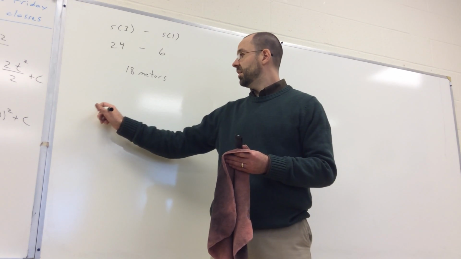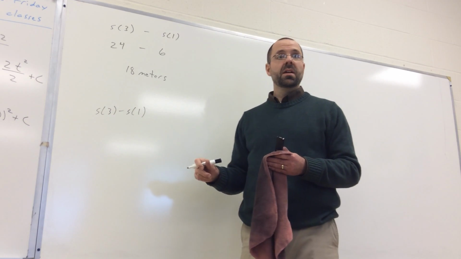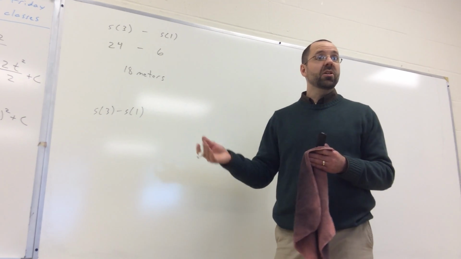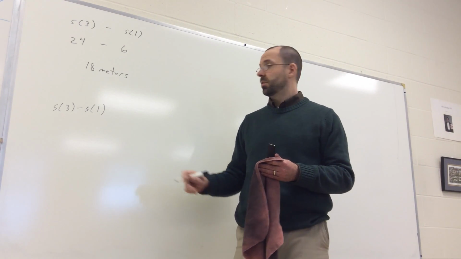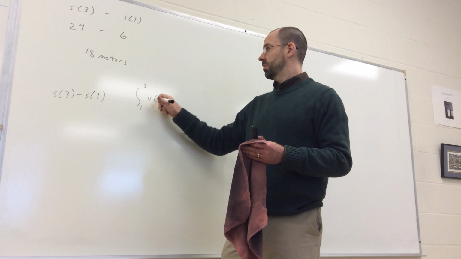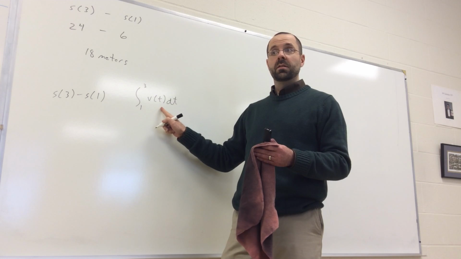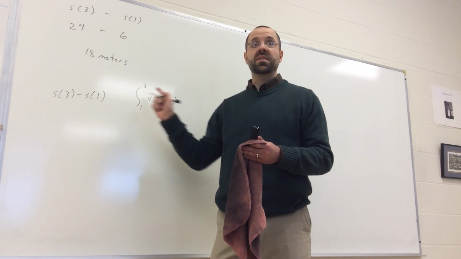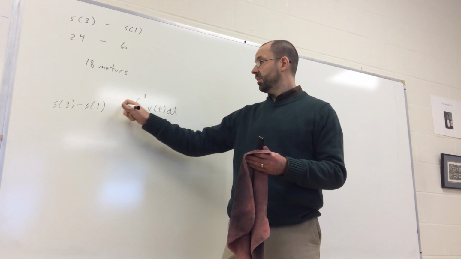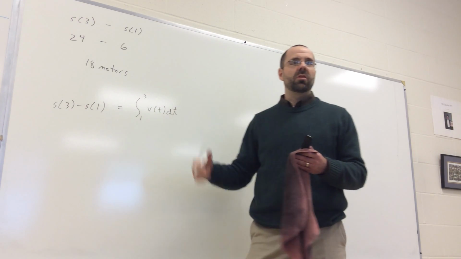So one method is s of 3 minus s of 1. That was the second method. And the first method was the area underneath the velocity curve. So this was method 1. This was method 2. We got the same answer on both of them, so I can go ahead and put an equal sign in between them just to emphasize that we got the same answer on both of them.